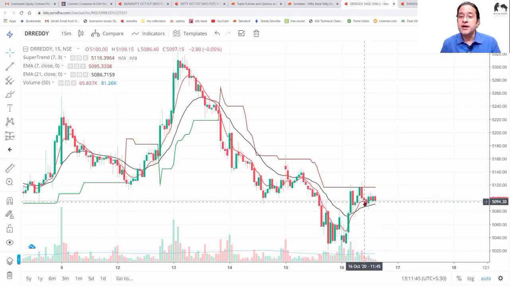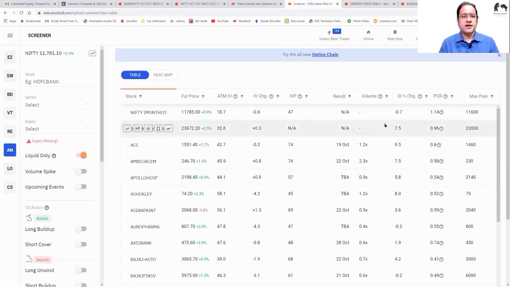There is no confirmed down move also. It is more or less going to move sideways. This is how we actually study IV, implied volatility percentile. As you notice here, we have Nifty and Bank Nifty here.